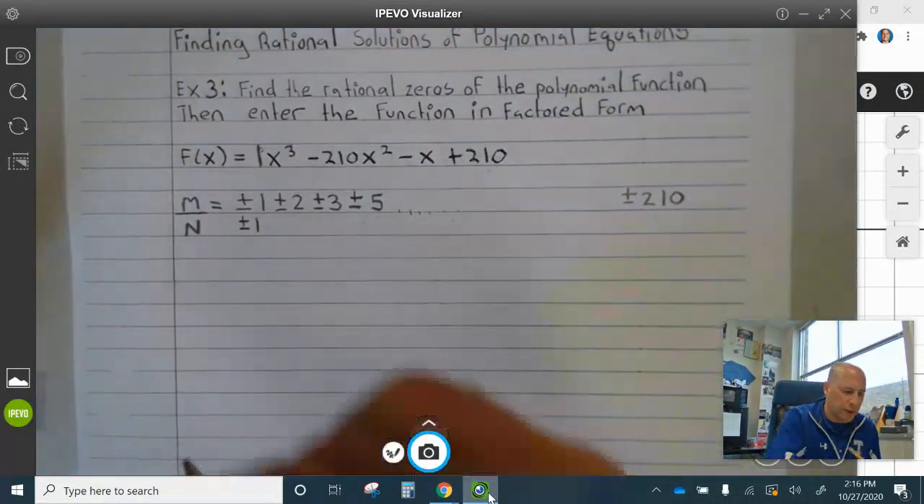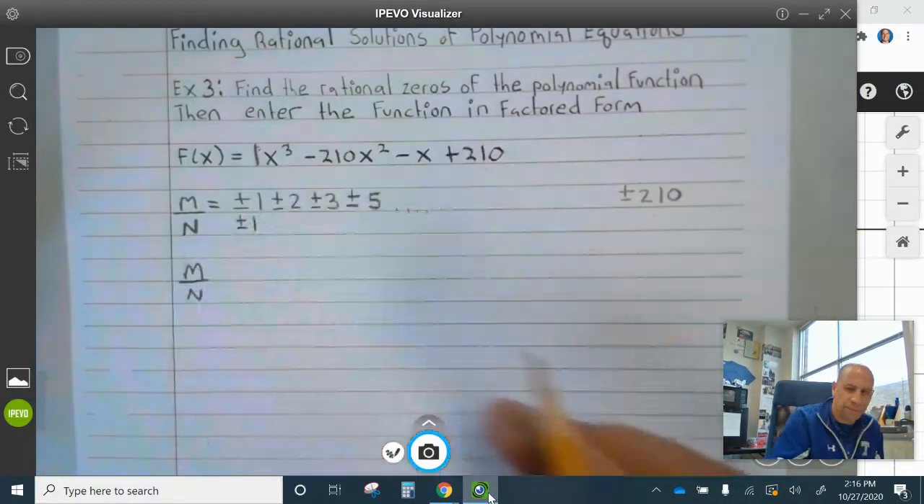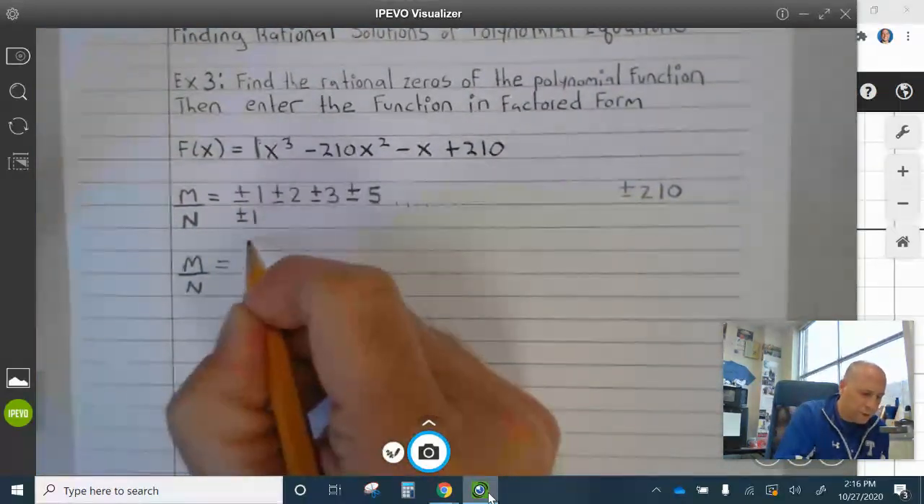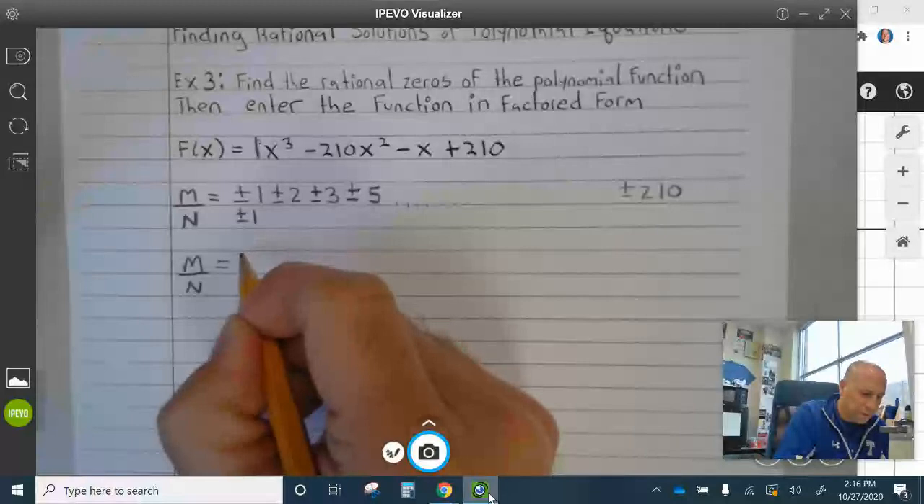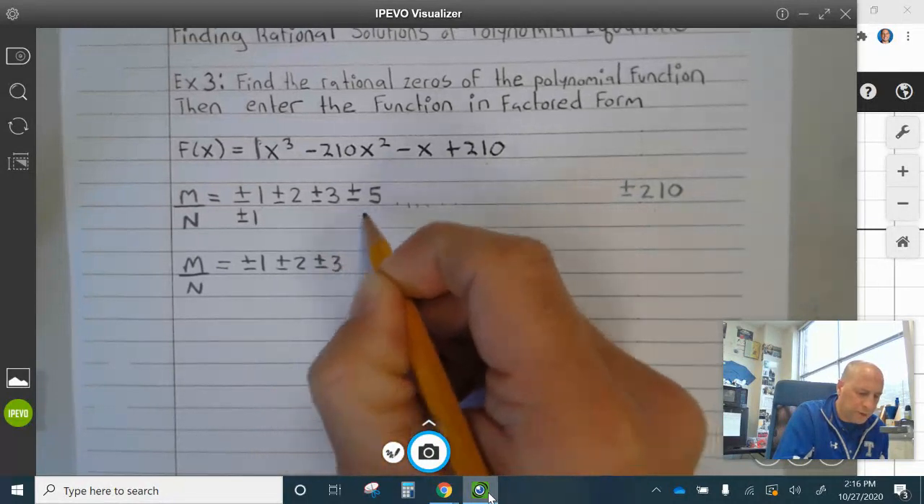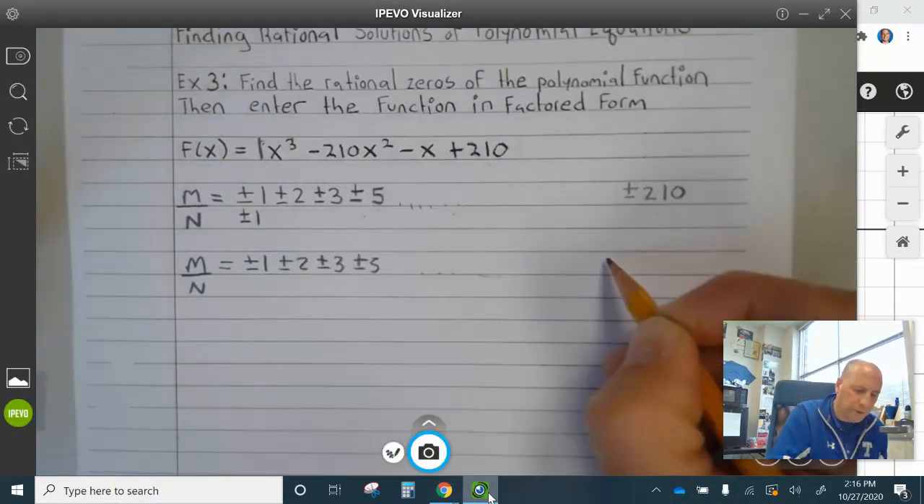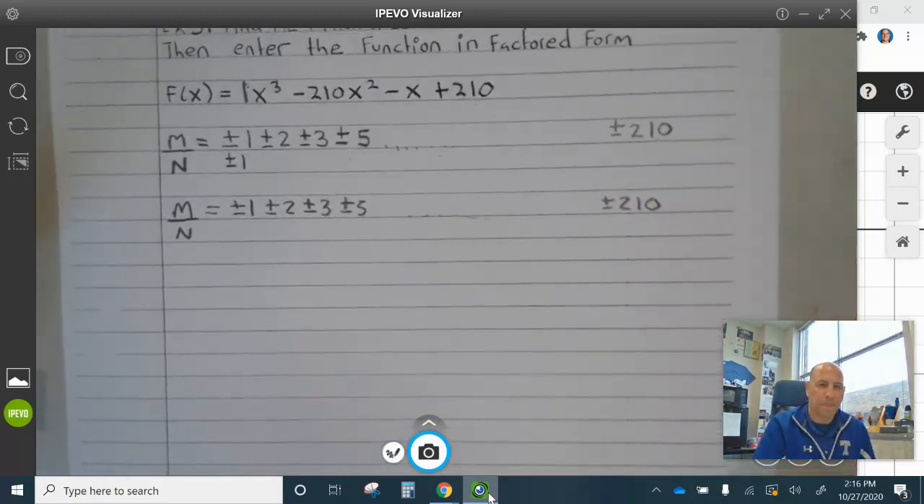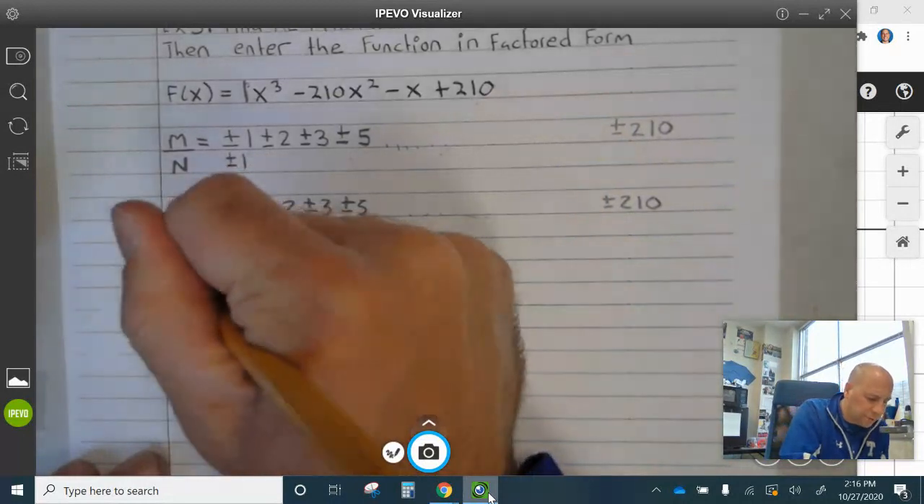So now we do m divided by n, which 1 divided by 1 is plus or minus 1, 2 divided by 1 is plus or minus 2, 3 divided by 1 is plus or minus 3, 5 divided by 1 is plus or minus 5, 210 divided by 1 is plus or minus 210. Okay, so now let's test 1.